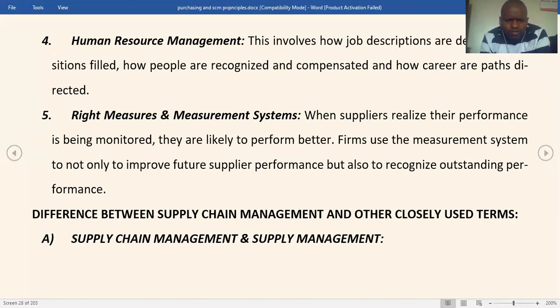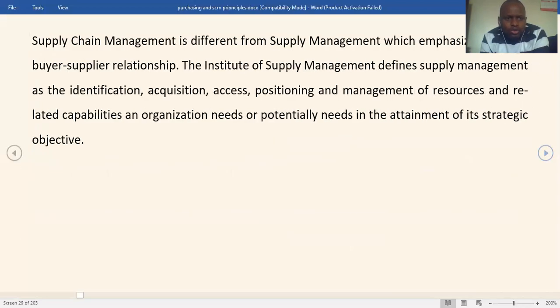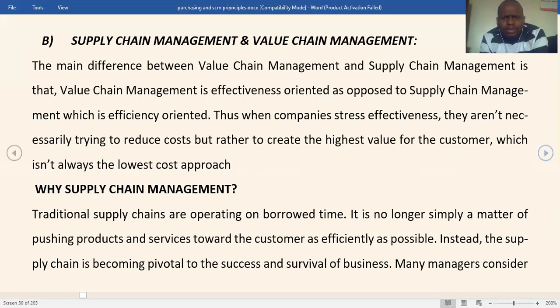So what are some of the different terms closely used with supply chain management? So we have supply chain and supply management. These are the terms that are closely used with supply chain management. The other important term is supply management and value chain management. Those terms are the ones that are normally used hand in hand with supply chain or closely related to supply chain management.